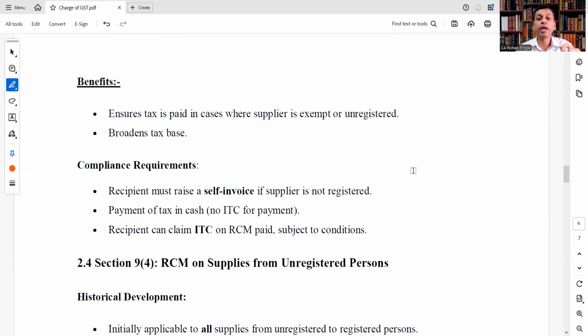Benefits of it. It ensures tax is paid in cases where the supplier is exempt or unregistered. Means the motive is to widen the scope of taxation. That is, yes, it broadens the tax base. Exactly what I want to say is it broadens the tax base. The government wants to broaden the tax base and collect more and more revenue. And that is the benefit of the RCM.